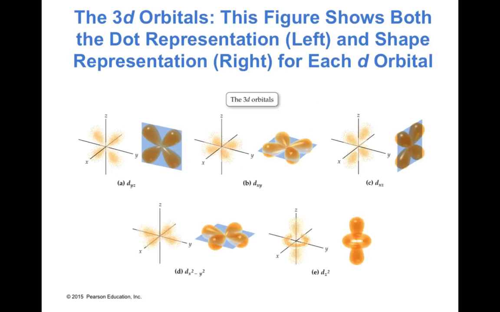So here we have a representation of the 5 different shapes for the d orbitals, and their orientation in space. So we have the dyz, the dxy, the dxz, the dx2-y2, and also the dz2. These are the 5 different representations for the 5 orbitals of the 3d.